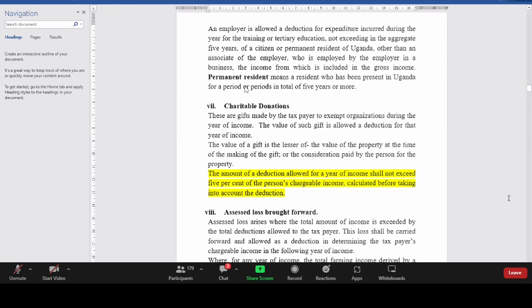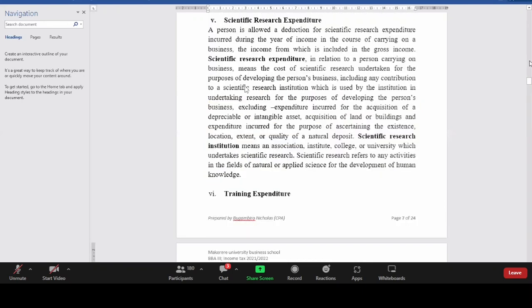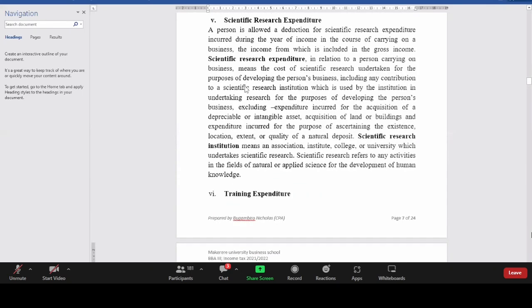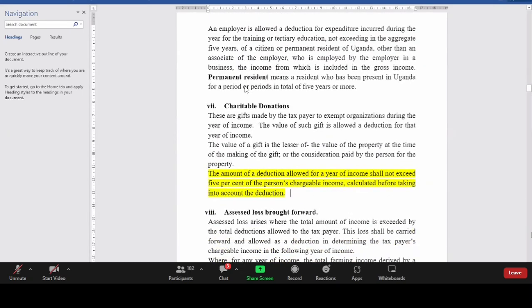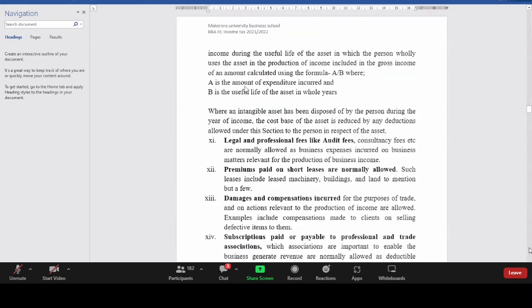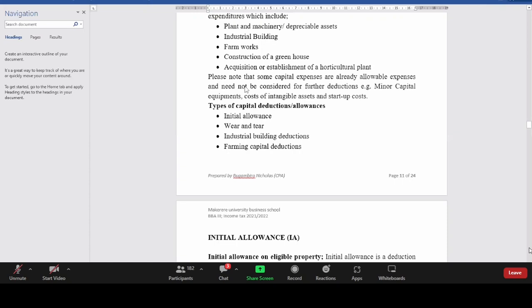Then we saw assessed loss brought forward, and we said you are allowed that. Maybe something regarding interest here. It was also interest. I don't know that people still recall interest. That I explained. You just go back and read, guys. Cost of intangible assets. We saw that. Mining expenditure. Types of capital allowable deductions.